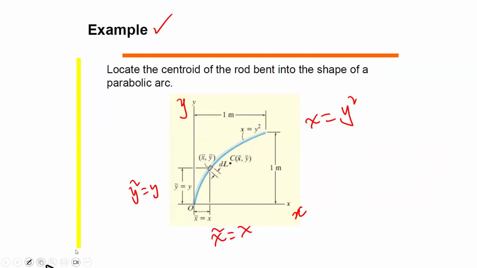Now, in this particular diagram, the horizontal distance to this particular point is 1 meter, and here it is 1 meter. But the arbitrary length here is y, and here it is x. We're good. But what then do we do? We want to locate the centroid of the rod bent into the shape of a parabolic arc.